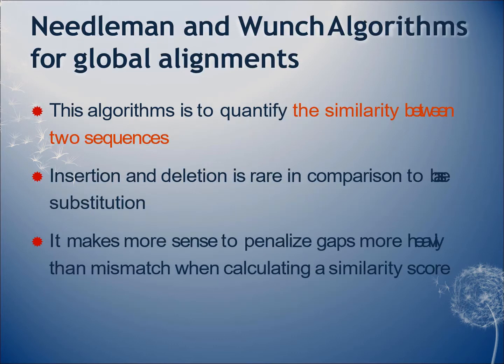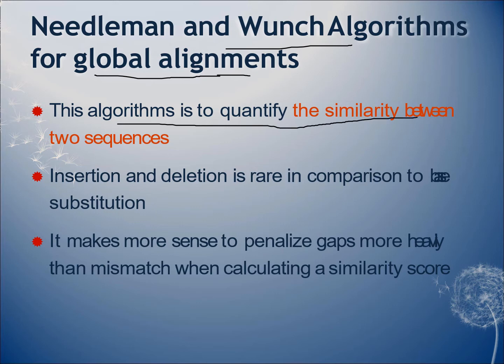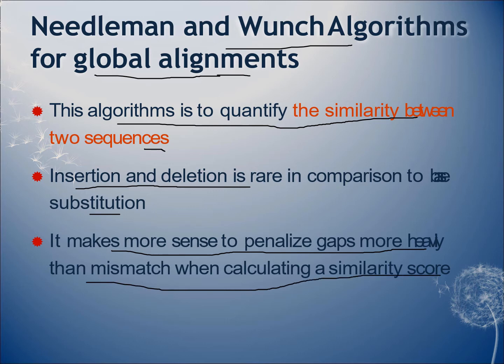Moving on, let's talk about the Needleman and Wunsch algorithm for global alignments. Needleman and Wunsch were the two persons who gave the term global alignment. This is very helpful so that we can align two sequences properly, and the algorithm quantifies the similarity between two sequences. Insertion and deletion are rare in comparison to substitution, so it makes more sense to penalize gaps more heavily than mismatches when calculating a similarity score.